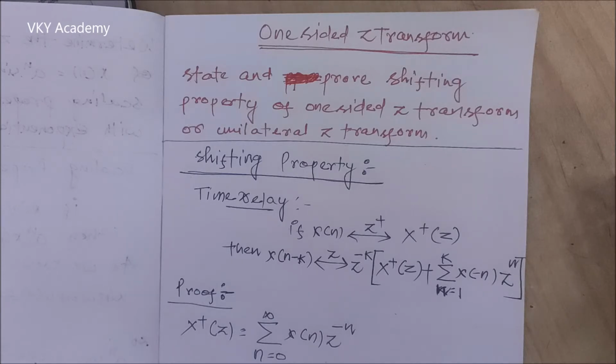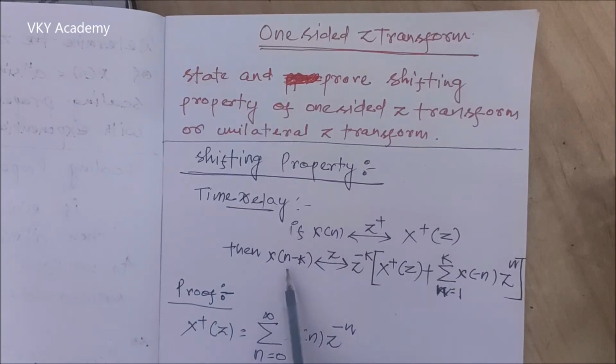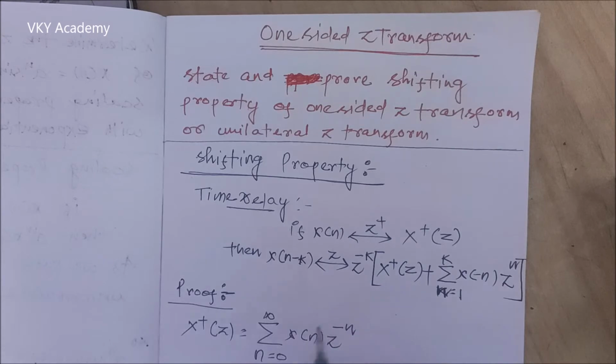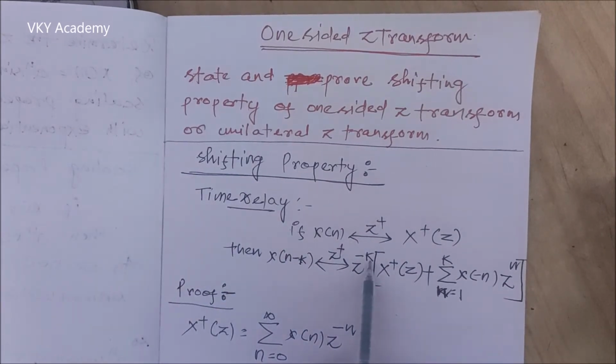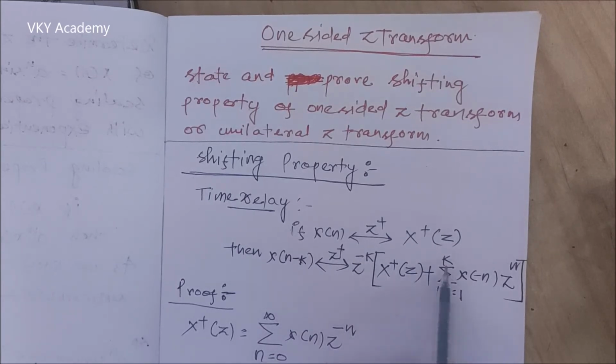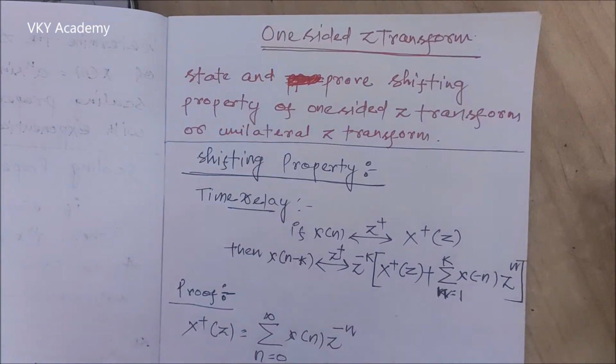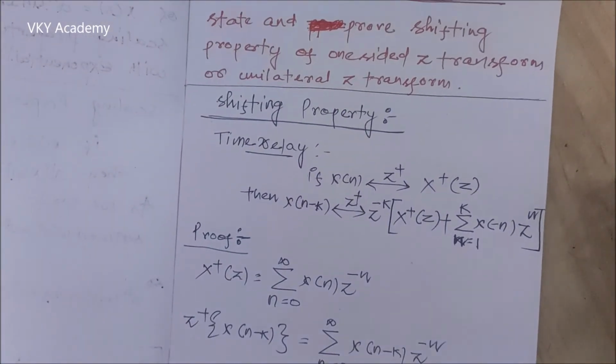The shifting property has two models, the time delay model and the time advance model. According to the time delay model, if the one-sided Z transform of x of n is X plus z, then if the sequence x of n is delayed by k units, that is x of n minus k, the one-sided Z transform will be z to the power minus k whole into X plus z, plus summation n equal to 1 to k x of minus n z to the power n. So we'll prove this property.